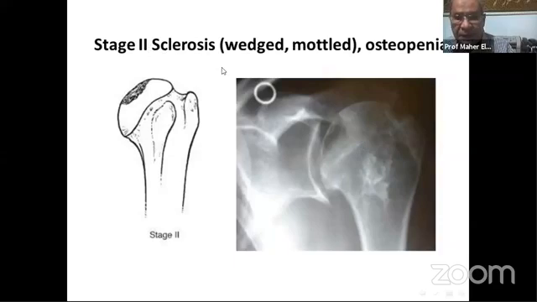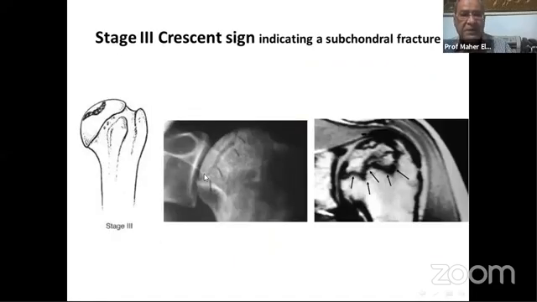Stage 2, sclerosis, wedged and mottled with osteopenia. This is stage 2. Stage 3, crescent sign, indicating a subchondral fracture.